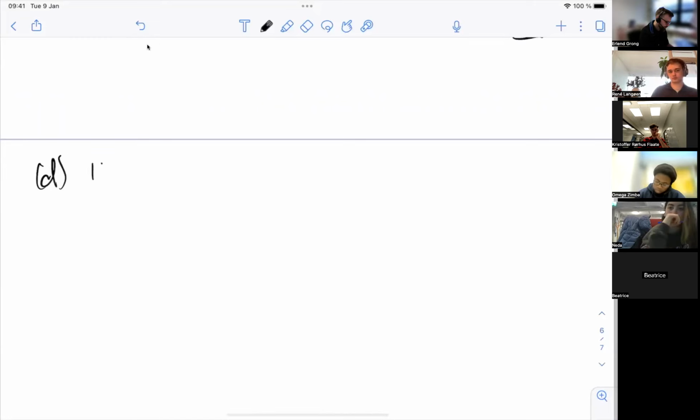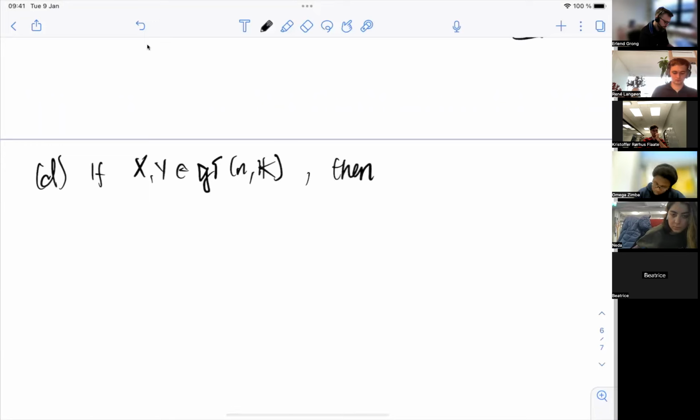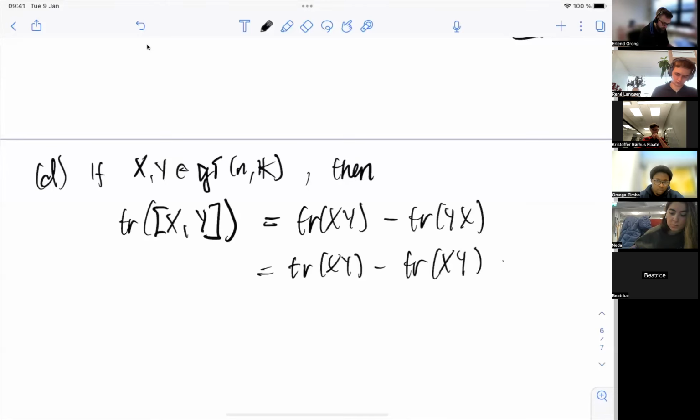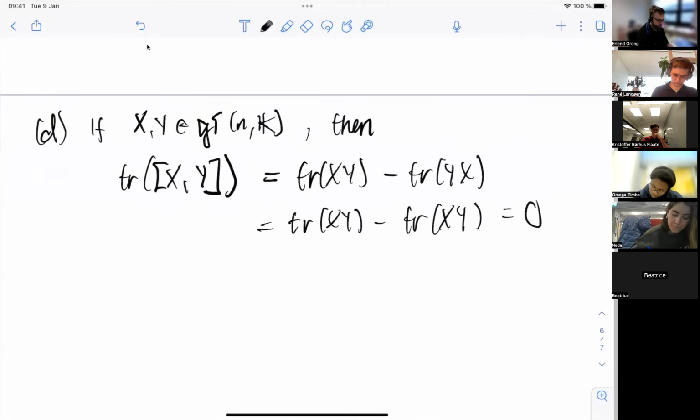So if X and Y are in GL_n(K), so that was all of the matrices, then the trace of the bracket [X, Y] is the trace of XY minus the trace of YX, but in the trace you can switch the order. So the trace is always 0. So whenever I take the bracket, I always get a matrix with trace 0.